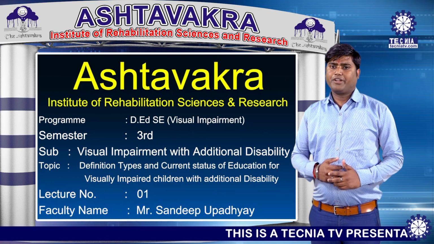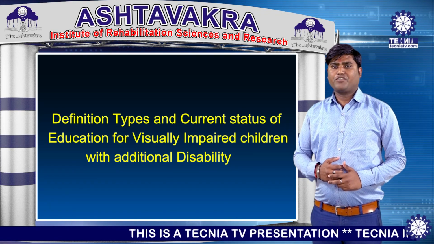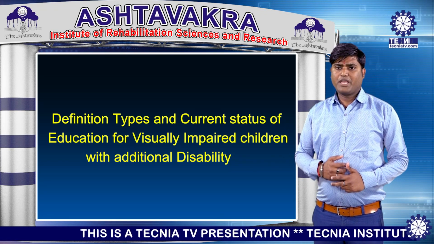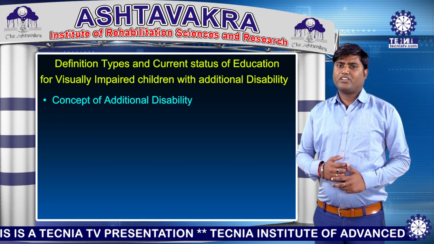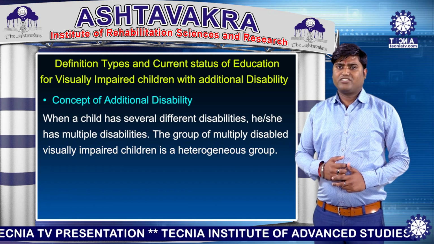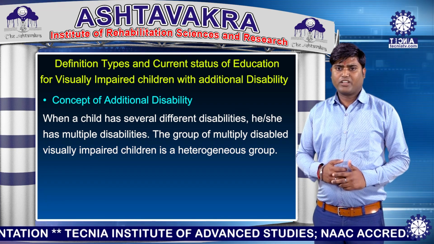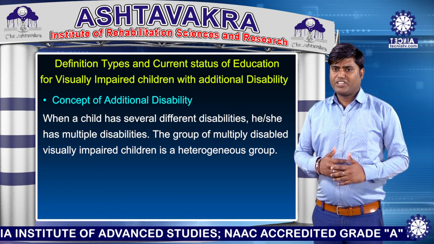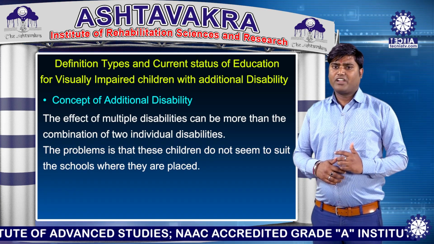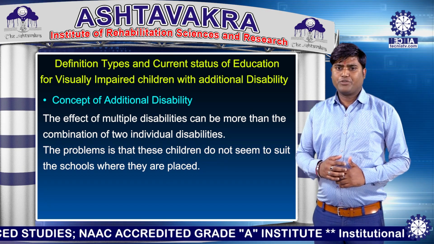Today I am going to deliver a lecture on the topic: definition, types and current status of education for visually impaired children with additional disability. Concept of additional disability. When a child has several different disabilities, he/she has multiple disabilities. The group of multiple disabled visually impaired children is a heterogeneous group. The effect of multiple disabilities can be more than the combination of two individual disabilities.